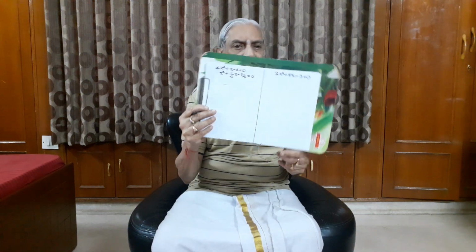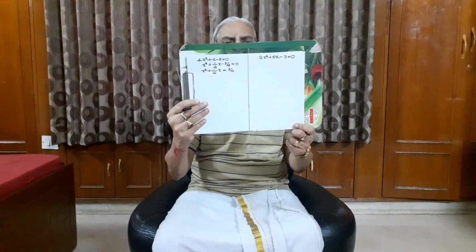As usual, transfer minus 5 by 4 to the right hand side. x squared plus 1/4 of x equals 5/4. That means I have transferred c to the right hand side.